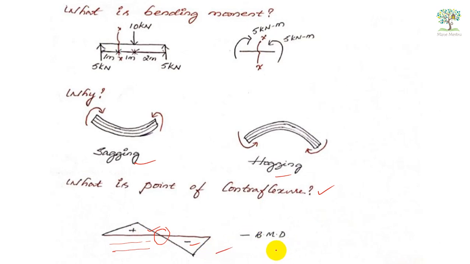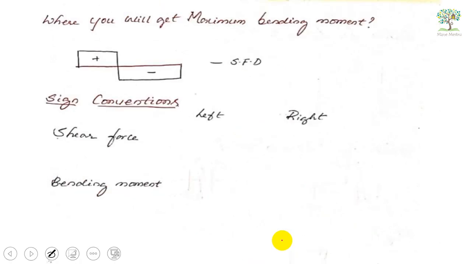Okay, that point is called as what? Point of contraflexure. Now, where will you get a maximum bending moment? How to identify it? Consider this as a shear force diagram. Wherever shear force changes its sign from positive to negative, at those points you will get what? A maximum bending moment. Okay, you remember this one.